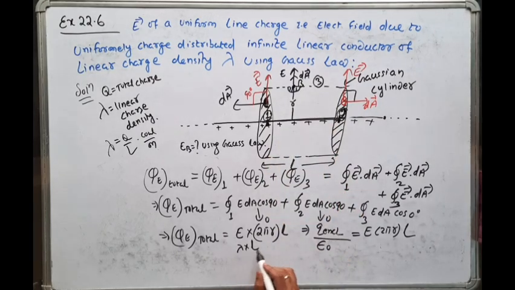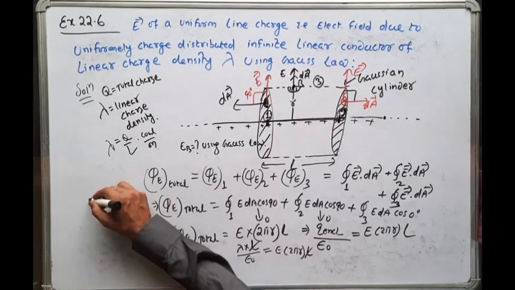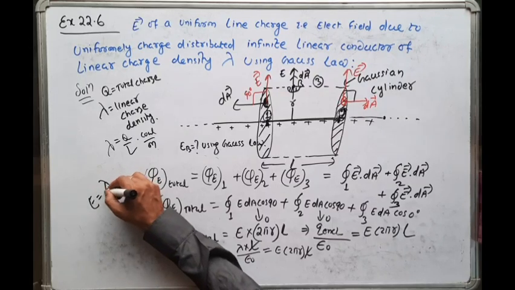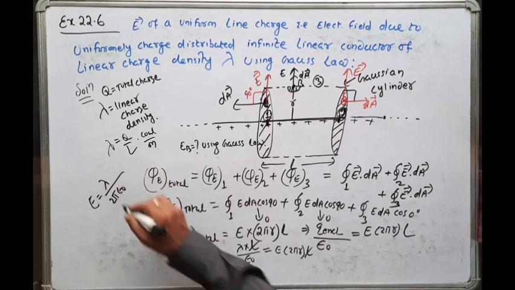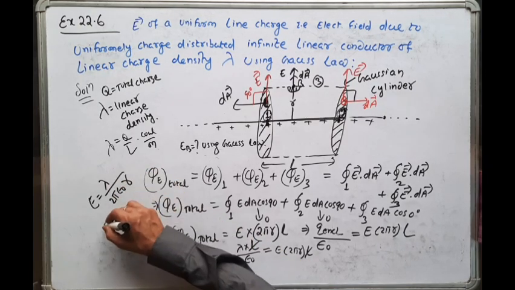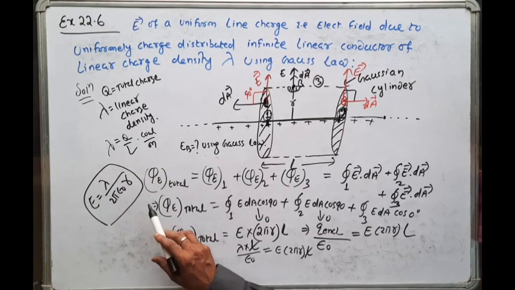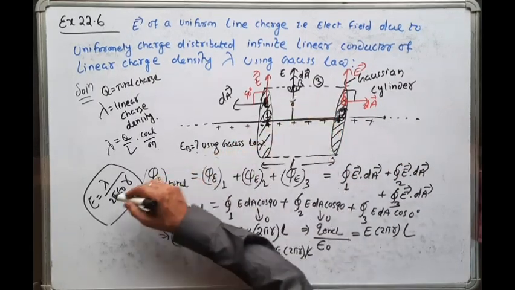That is, Q enclosed divided by epsilon naught, which is lambda L by epsilon naught, is equal to E into 2 pi R into L. So this L cancels, and we get E. E is equal to lambda by 2 pi epsilon naught R. This is the expression of the electric field intensity at any point due to an infinite linear charge conductor, at distance R from the conductor.